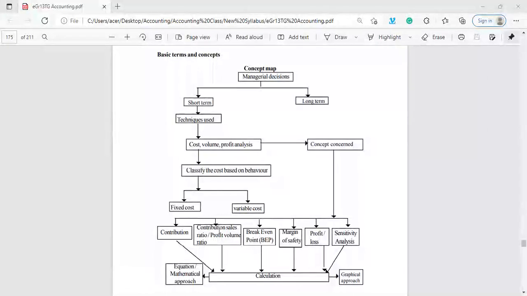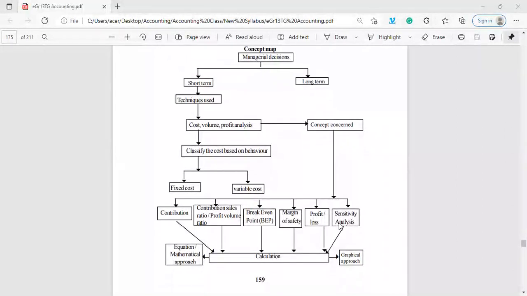And we have to learn these concepts: contribution sales ratio, break even point, margin of safety, and we have to do sensitivity analysis. So we can do this cost volume profit analysis using the equation or mathematical approach, or we can do this using the graphical approach. First we'll do the equation or mathematical approach, right? So these things only you have to learn.